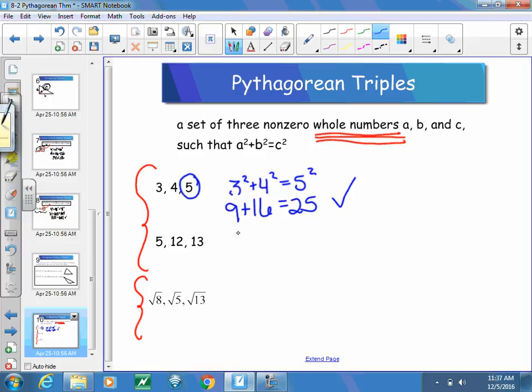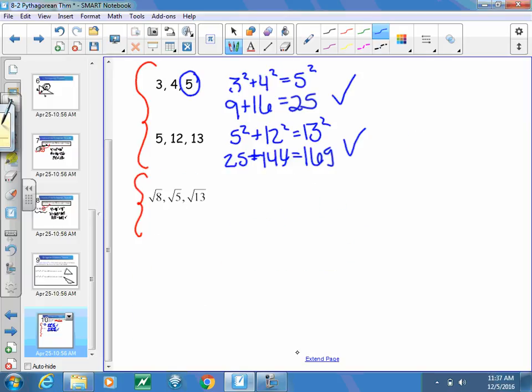5, 12, and 13. If we take 5 squared plus 12 squared, we're going to see if that equals 13 squared. 5 squared is 25. Plus 12 squared gives us 144. And then 13 squared is 169. When I take 25 plus 144, we get 169. So that, again, is an example of a Pythagorean triple. Both of these are examples of Pythagorean triples.